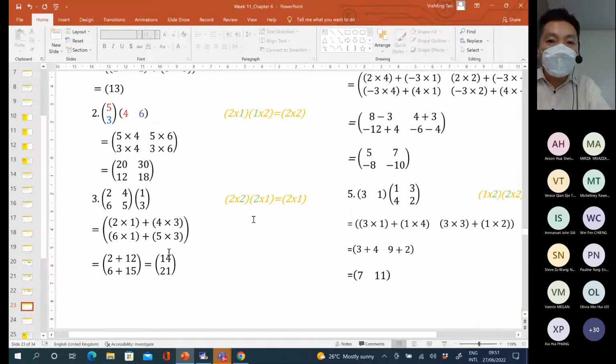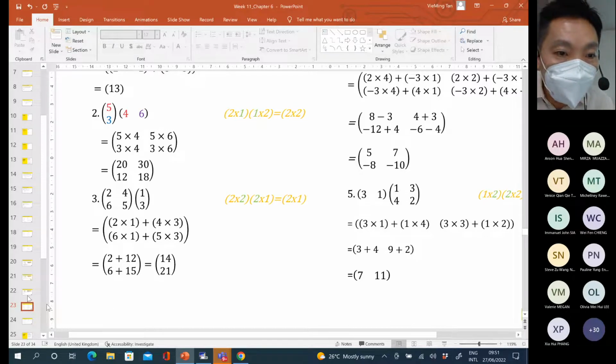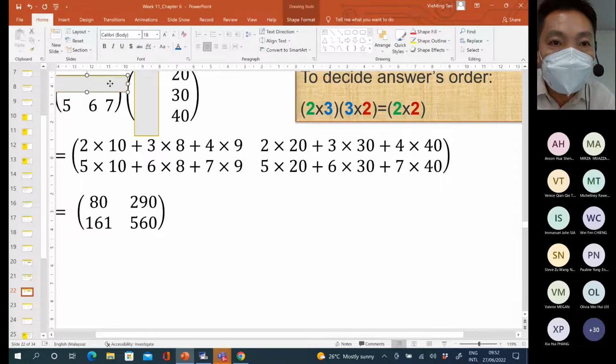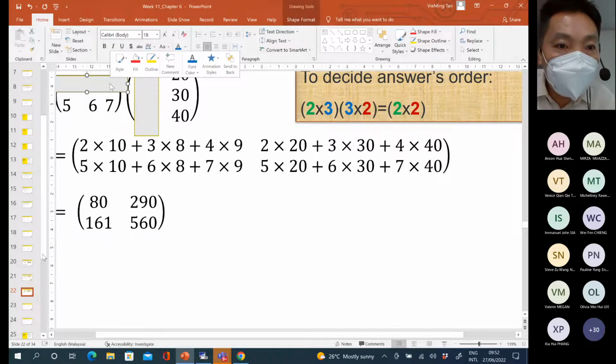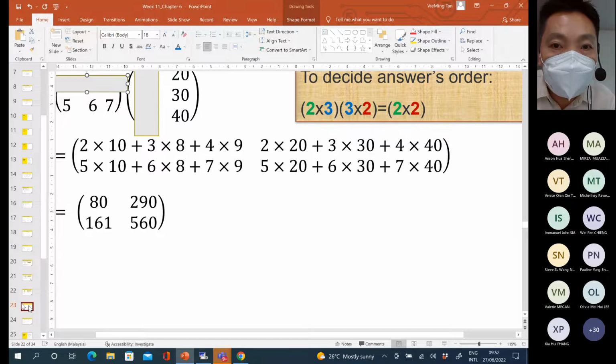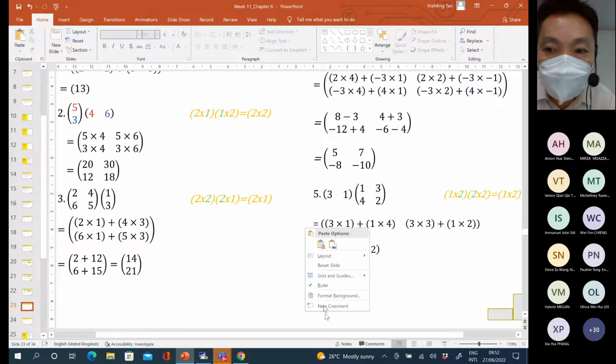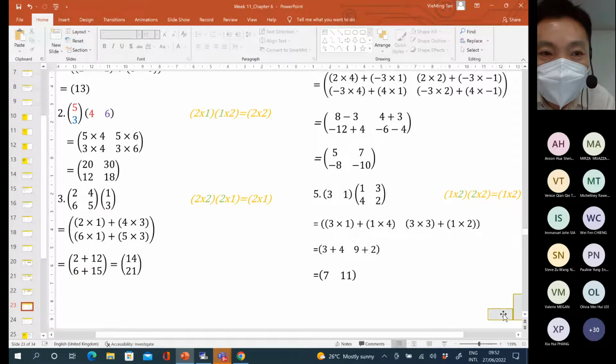Okay, this one. How to get the value for first row, first column? First row, first column, that means we need to hide. Okay, I try to use the bar that I drawn just now to hide. I copy this. Oh, I already have the bar here.